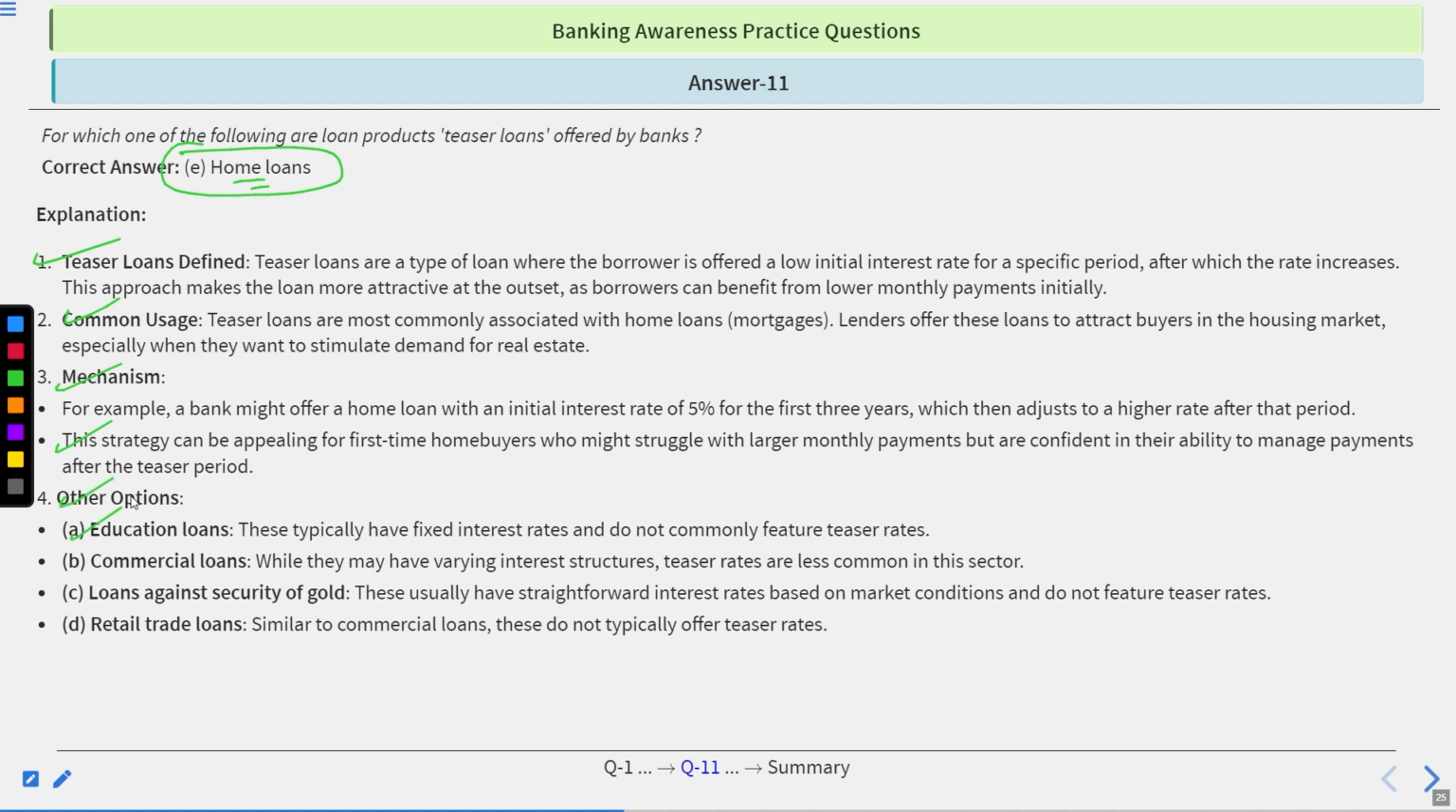Other options: education loans typically have a fixed interest rate and do not commonly feature teasers. Commercial loans: while they may have varying interest structures, teaser rates are less common in this sector. Loans against security of gold usually have a straightforward interest rate based on market conditions and do not feature teaser rates. Retail trade loans: similar to commercial loans, these do not typically offer teaser rates.